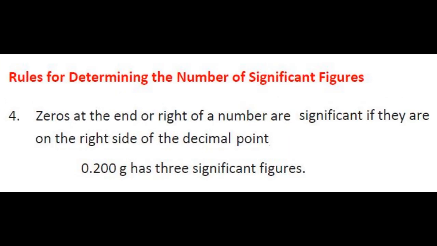Rule 4, zeros at the end or right side of a number are significant if they are on the right side of the decimal point. For example, 0.200. The first zero is not included in the significant figures list due to rule 3. But the last 2 zeros are significant because they are on the right side of a number and also on the right side of a decimal point. So the number has 3 significant figures.